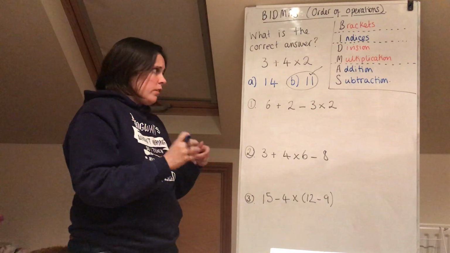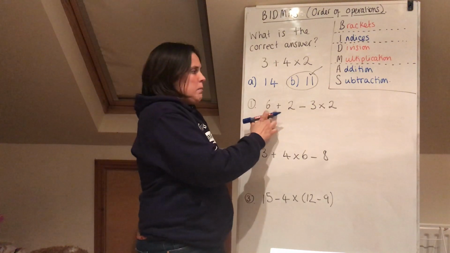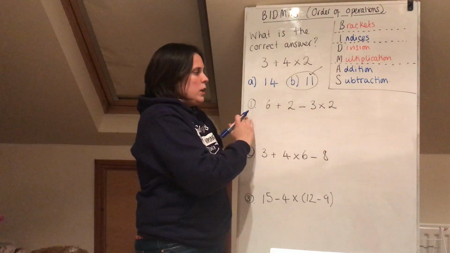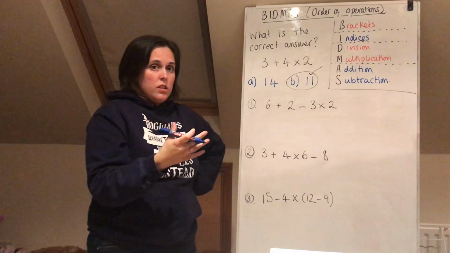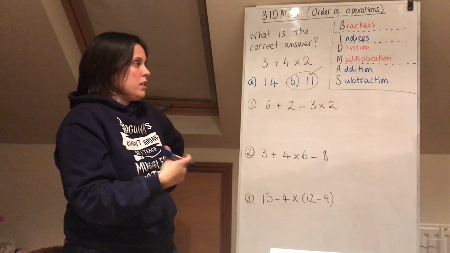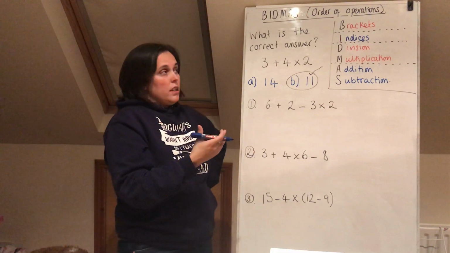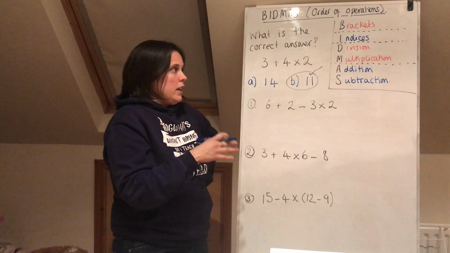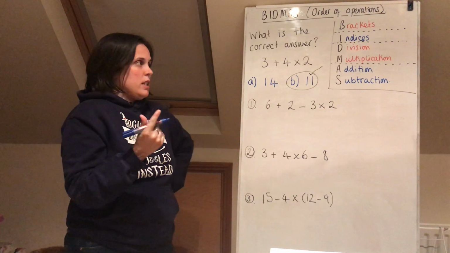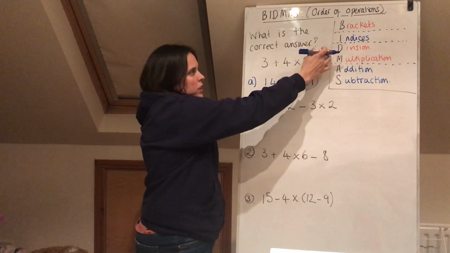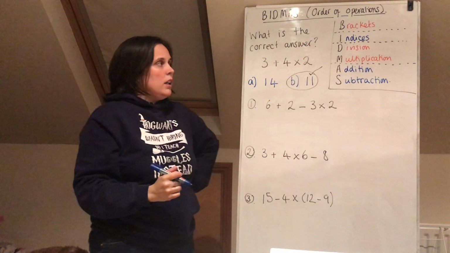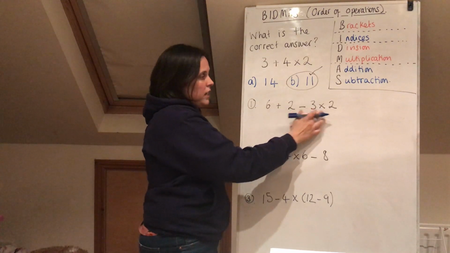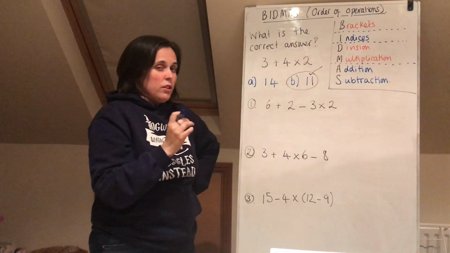So the first question then, 6 plus 2 minus 3 times 2. So we look across and we look at the operations. So the operations is the plus, the minus, the multiply and divide, or if there are any indices or brackets. Now there are no brackets, there are no indices, so the first thing that we come to is this level here, and we have a multiplication. So that's this here, 3 times 2, so we have to do that first.